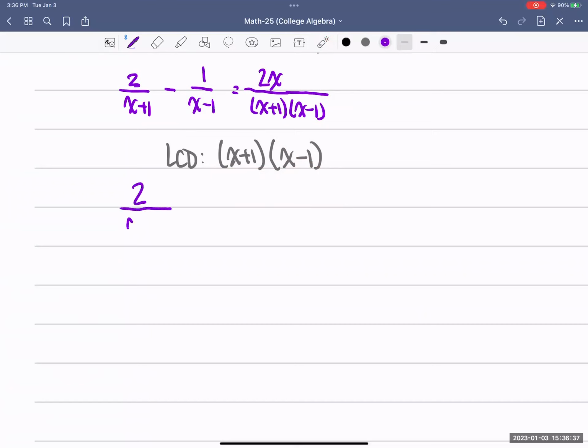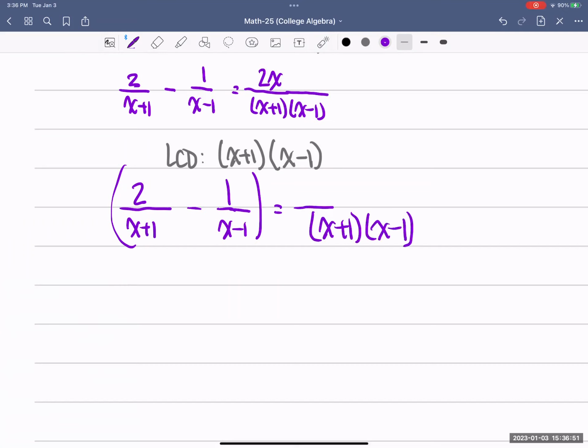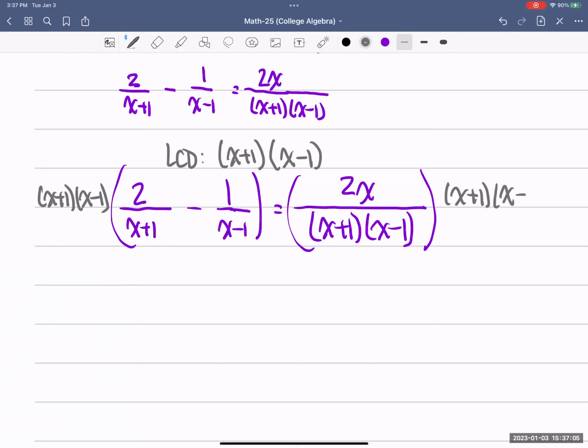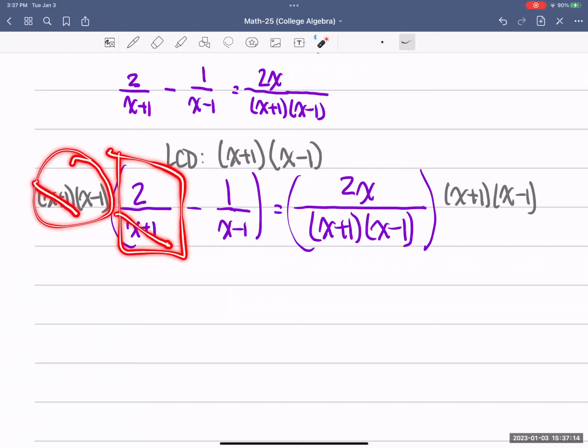So 2 over x plus 1 minus 1 over x minus 1 is equal to 2x over x plus 1, x minus 1. And we're multiplying our LCD, x plus 1, x minus 1, to both sides. So now when we multiply our LCD to this first fraction, x plus 1 and x plus 1 divide out. So we're left with 2 times x minus 1.